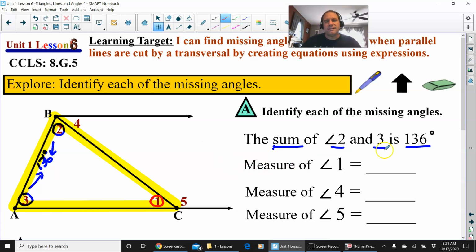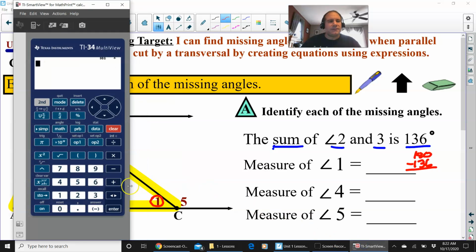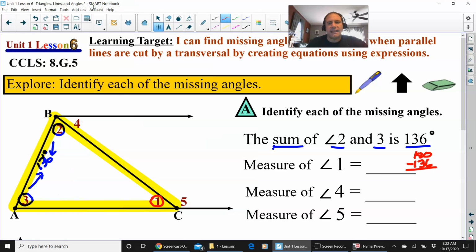So hopefully you did say 180 minus 136. And no matter how easy the problem is, always go ahead and use your calculator. Put the numbers in your calculator. Use it. 180 minus 136, that's 44 degrees. So angle 1 is 44.